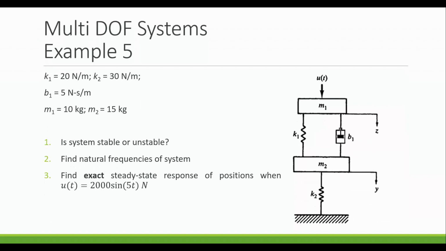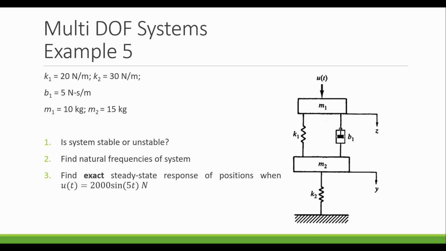Let's take a look at this 2 degree of freedom system. It looks very similar to one we looked at back when we were doing state space modeling the first time. So we're not going to go through all of those same steps. We're not going to go through the free body diagram and all that. In our modeling step, really what we're going to focus on is the analysis step here of when we have this input of 2000 sine 5t, how are the two positions going to respond, the z and the y?